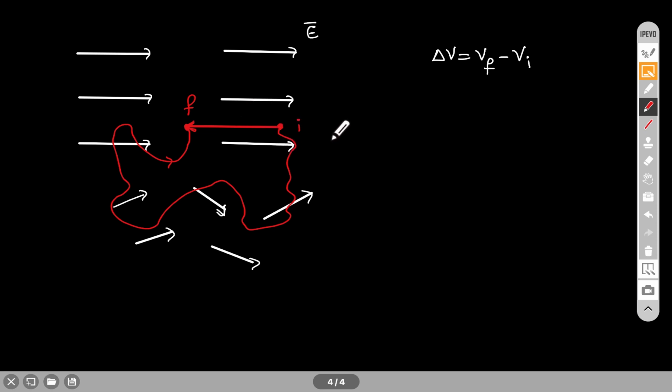Now, at the end of the day, as I said, let's call this path 1 and this path 2. When you find V final minus V initial, if you do the calculations from path 2 and you do the calculations from path 1, you will end up finding exactly the same thing. That is because the potential difference does not depend on the path. So when you have to calculate the potential difference, choose the one that makes your life the easiest.